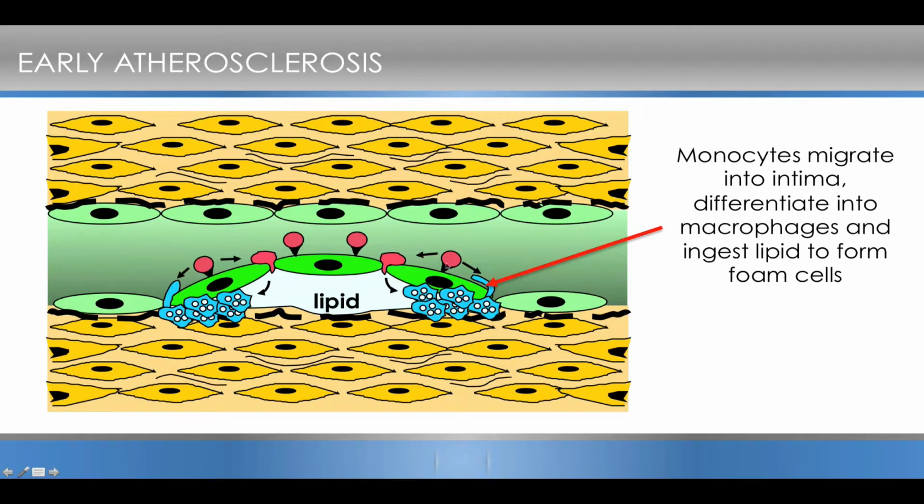Once this happens, once they are trapped, the monocytes are internalized and migrate into the subintimal space, joining the lipid and forming a lipid core. The monocytes differentiate into macrophages and in fact begin to ingest the modified oxidized lipid, turning them into foam cells.